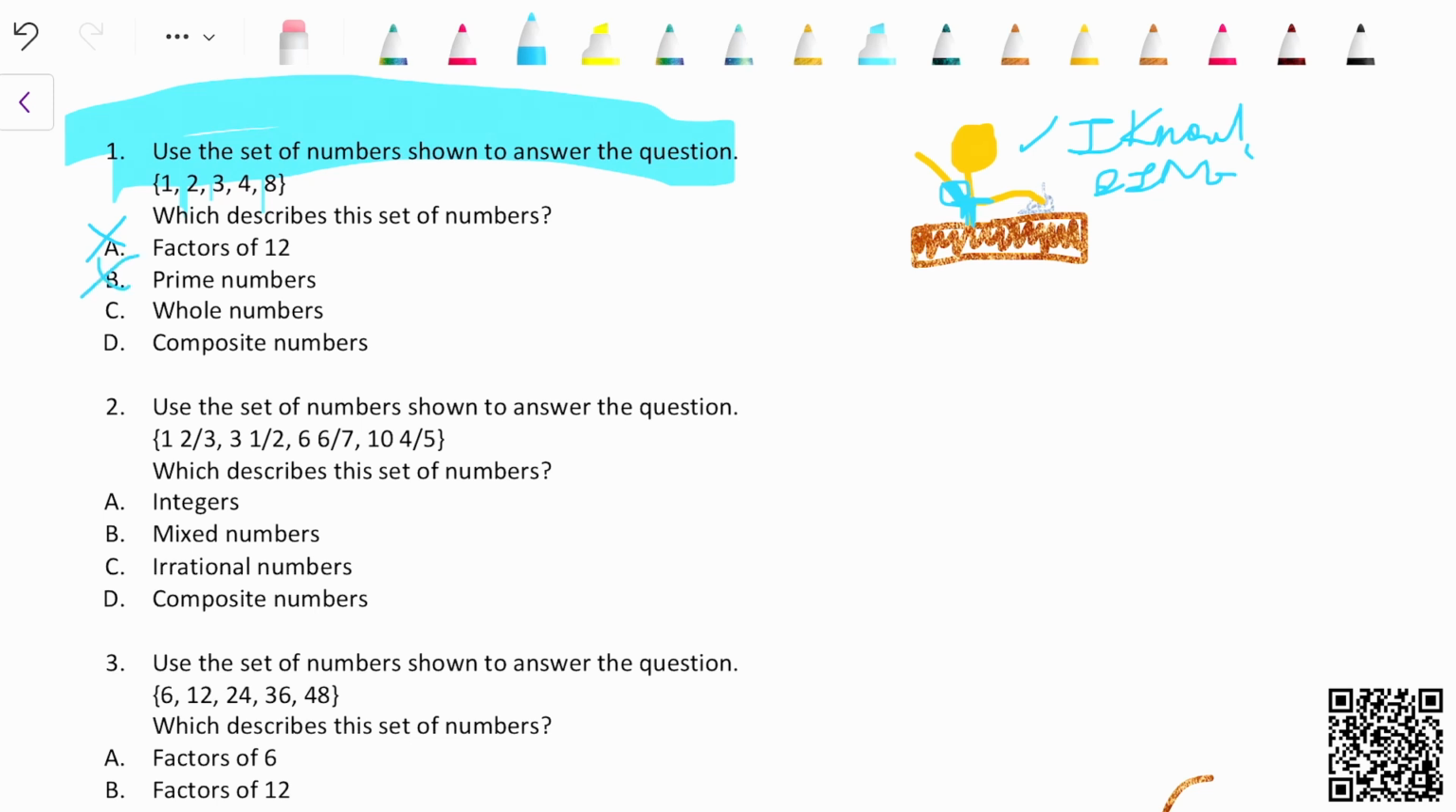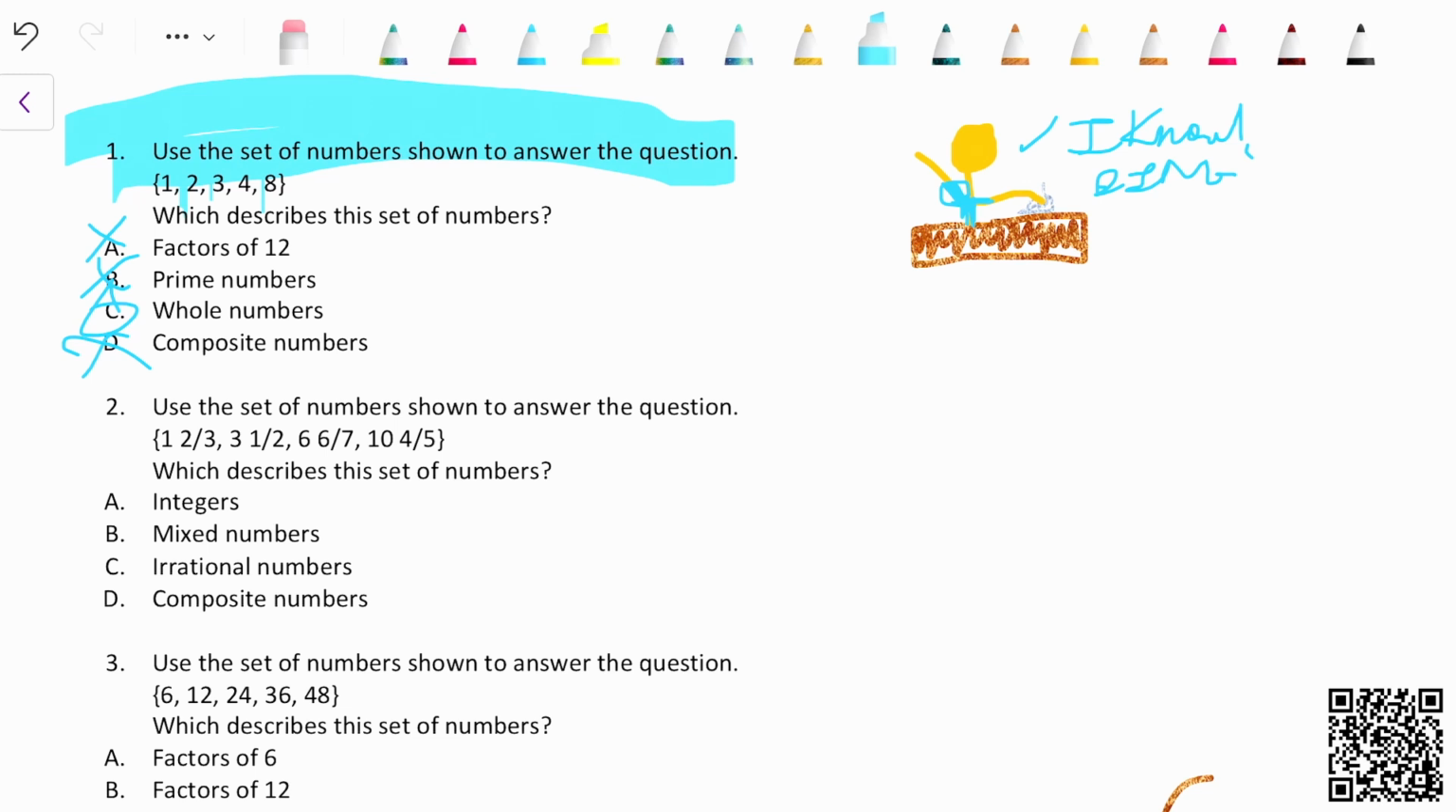Whole numbers, maybe. Composite numbers, no, 2, 3, and 1 are all not composite, so it has to be whole numbers. Whole numbers are basically like 0, 1, 2, 3, 4, and then so on. No negatives, though.